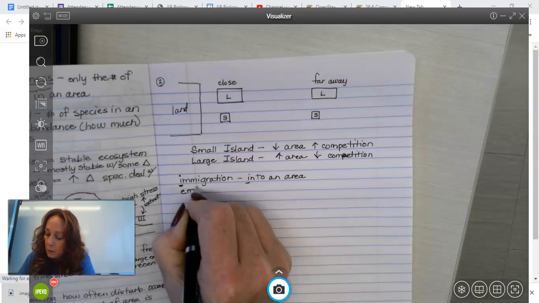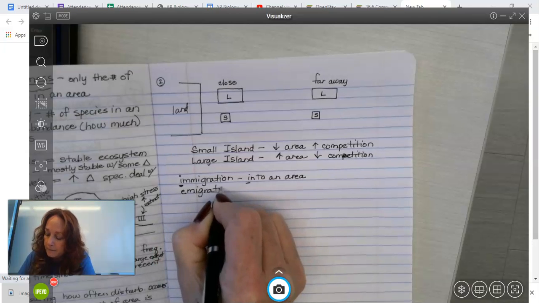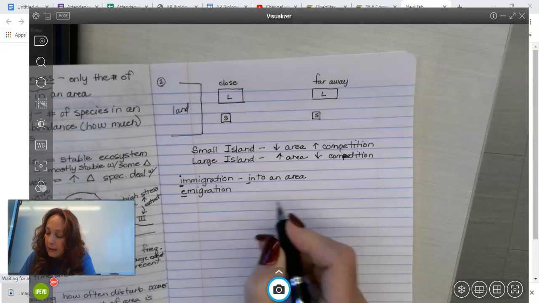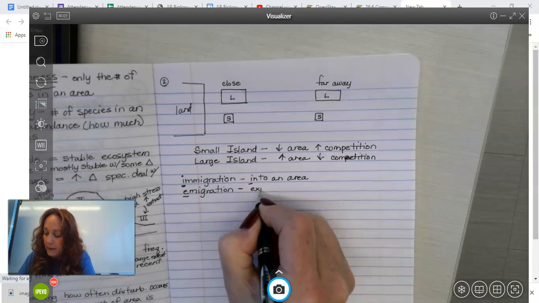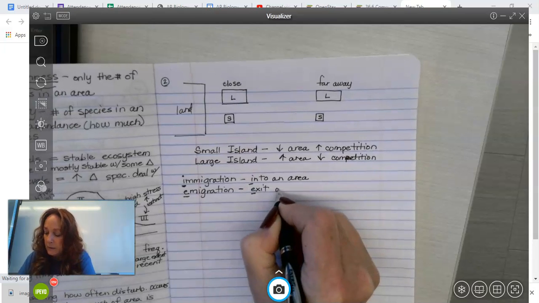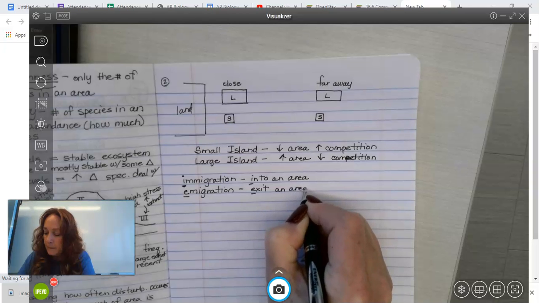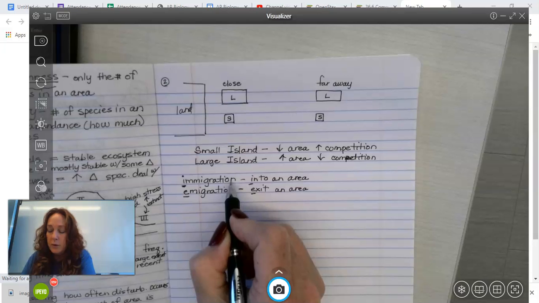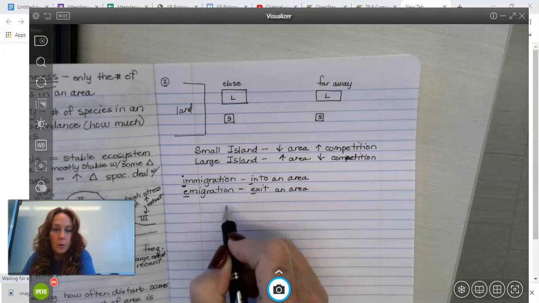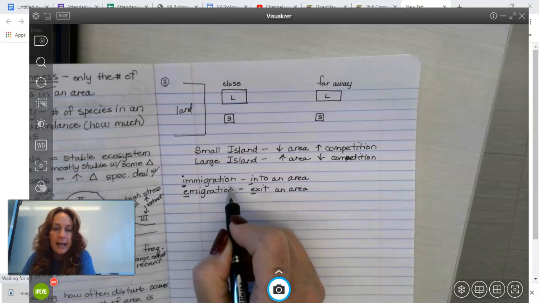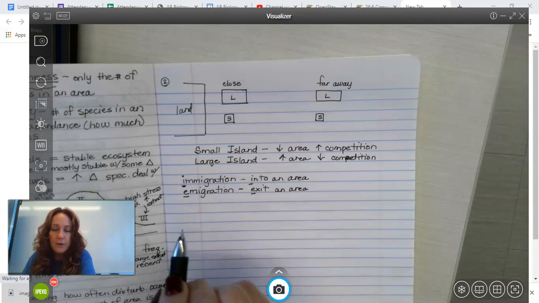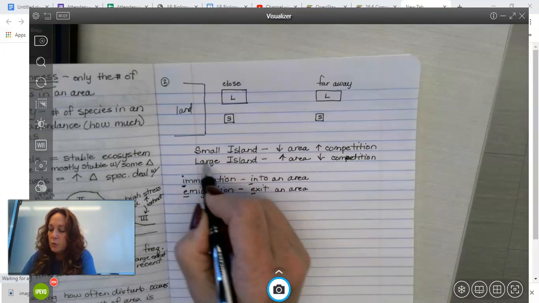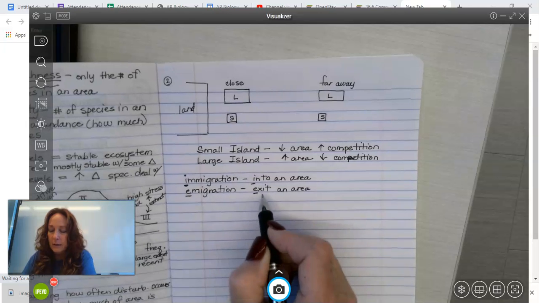So, emigration, with an E, and I always think about that as exit an area. So you have to have a count of what organisms are coming in and what are going out. So what's going to happen as far as with these two? Now let's rewrite that in light of these.